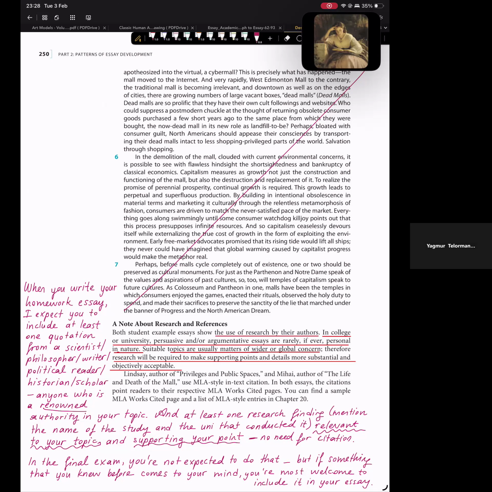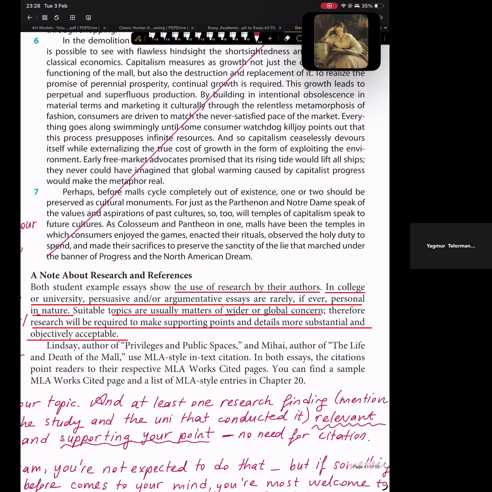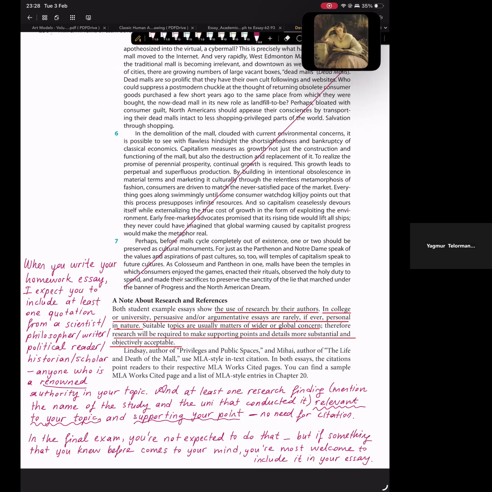There are many types of citations in the academic world. MLA is what I used when I was a student. But as far as I know, APA is used in education departments. In the final exam, however, you're not expected to do that because you won't have any chance to do any search on the internet. But if something that you knew before comes to your mind, you're most welcome to include it in your essay.